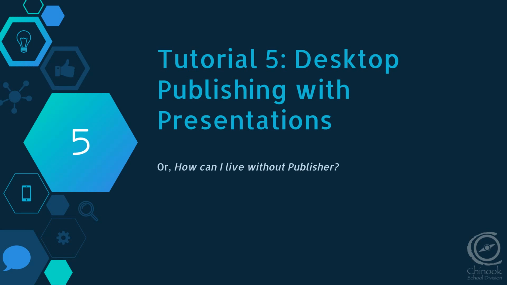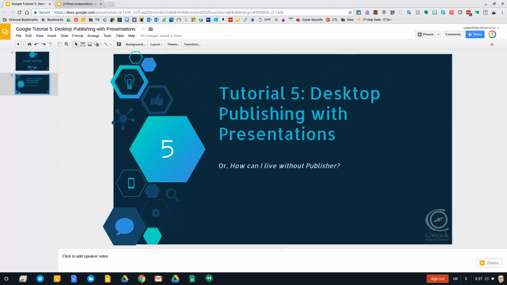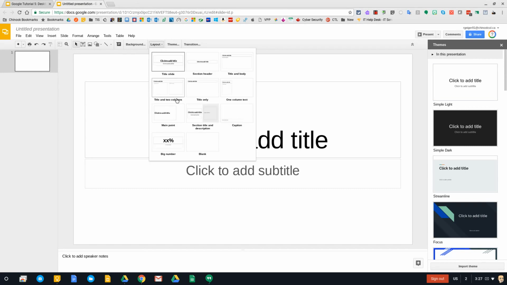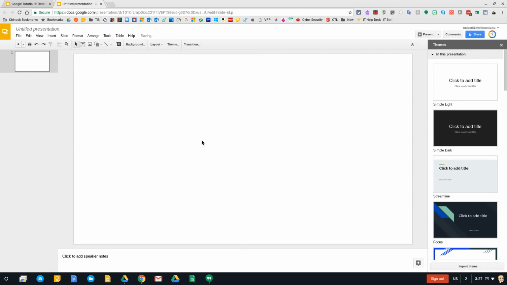Or do we? So today we're going to take a look at how we can use presentations as a publisher alternative. So I'm just going to pop into a Google presentation, and I am going to start off by changing my layout to blank. So go to layout up there and choose blank. Now I'm just doing this so that I have a nice clean slate to work with.